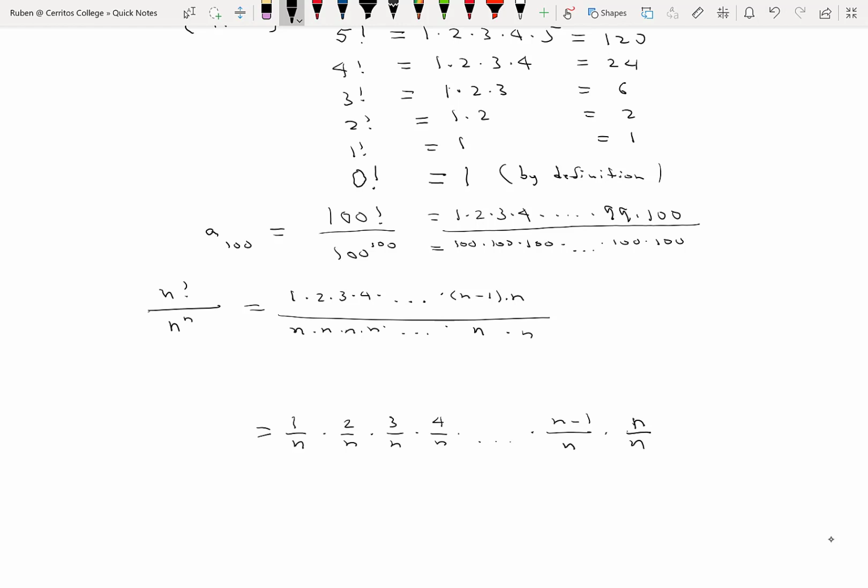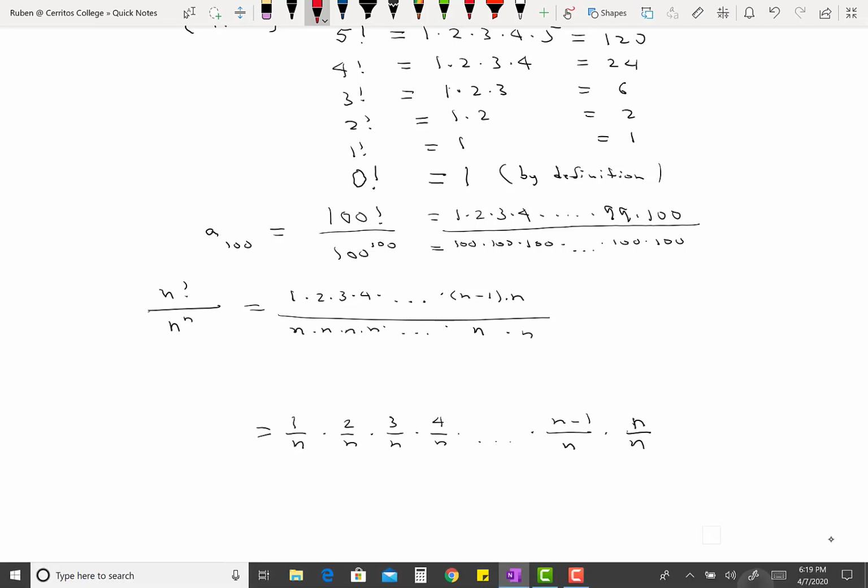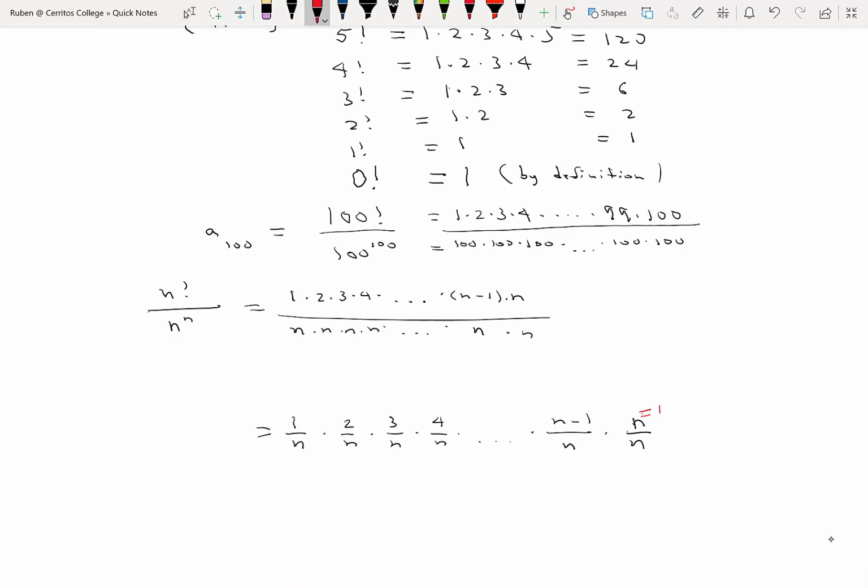Okay. Now I want to look at each of those factors from the right-hand side, back down to 1 over n. I want to look to the right, the last number, n over n, all the way down to 1 over n. So look at n over n. n over n actually equals 1.